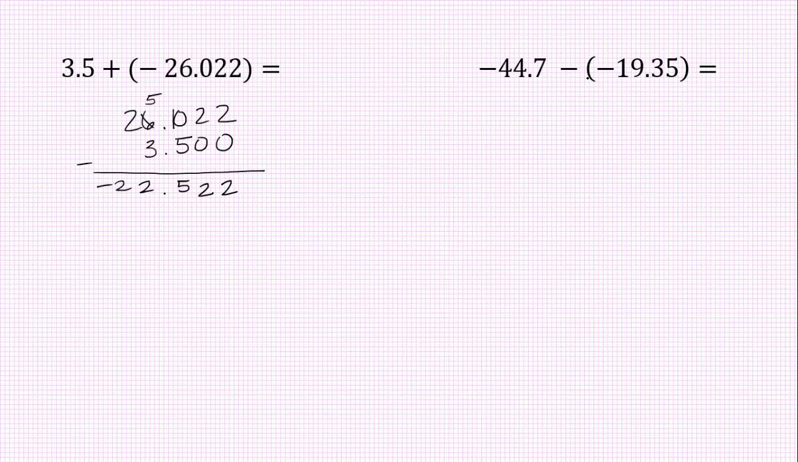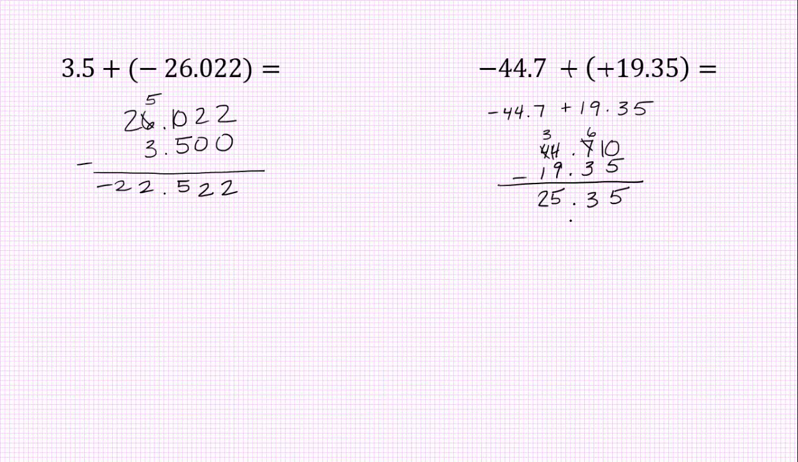Next is a subtraction problem. Recall from our subtraction rules that we're going to change these to adding the opposite sign. So really this is like negative 44.7 plus 19.35. When we have a positive number and a negative number, we're going to subtract, putting the number with the largest absolute value on top. So we have 44.7 subtract 19.35. I'm going to fill in that with a 0.